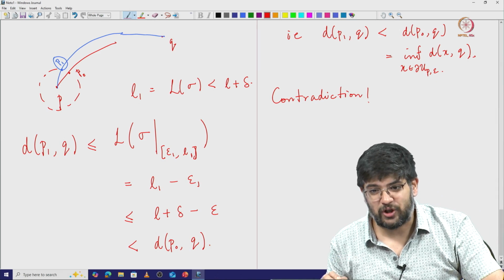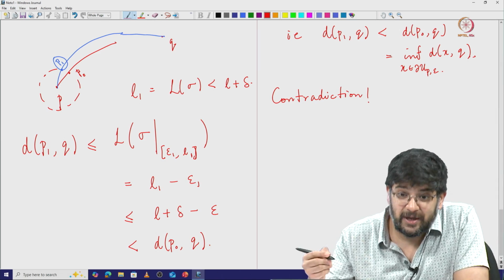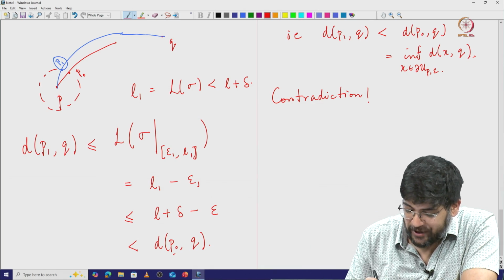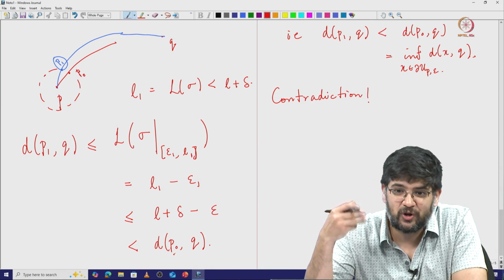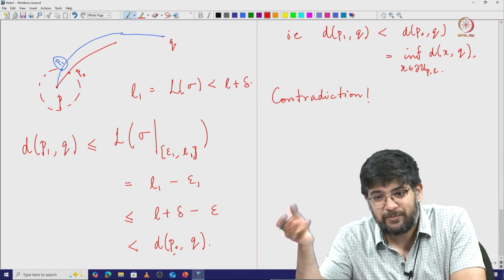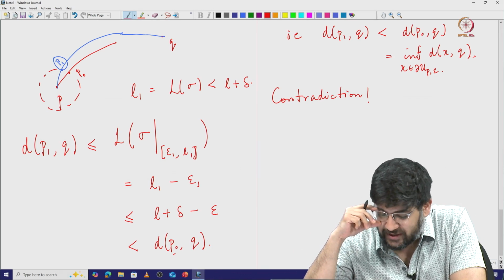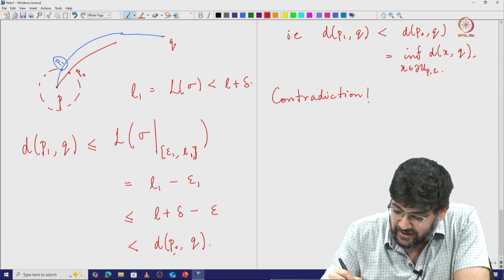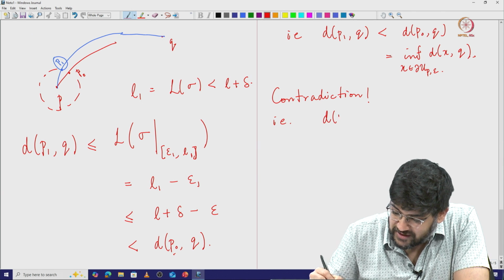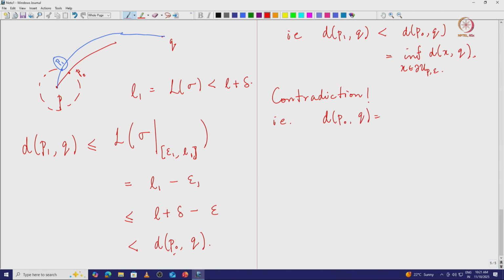That contradicts the choice of P0. So our assumption that the distance from P0 to Q was strictly bigger than L minus epsilon is incorrect. So that means that epsilon belongs to the interval. So one has to have equality, that the distance from P0 to Q has to be L minus epsilon. Okay, so that proves the first subclaim.